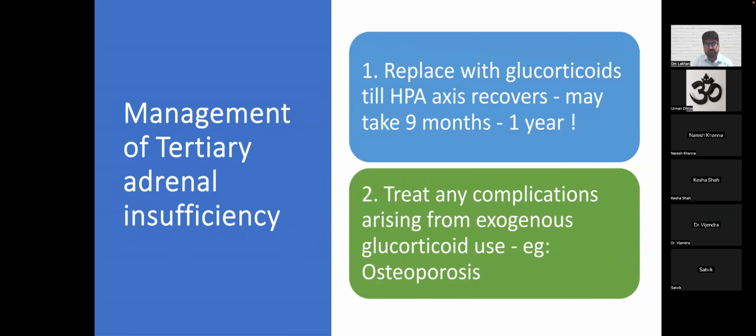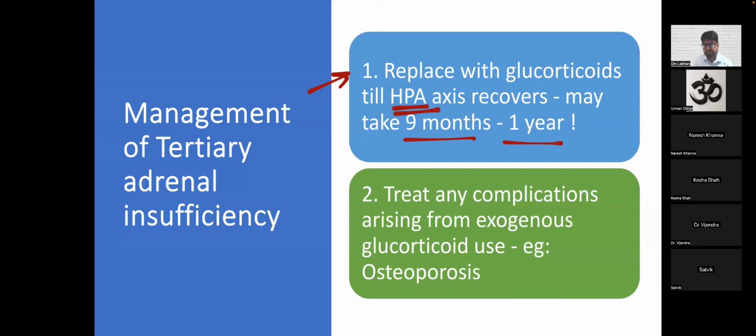Now, how do you manage a patient with tertiary adrenal insufficiency? We obviously need to give a low dose of glucocorticoids. You need to give glucocorticoids till the HPA axis completely recovers. And this recovery of the HPA axis may take a long period of time. Sometimes it may take months to years, right? So sometimes anywhere between 9 months to 1 year, sometimes even longer. It depends on what steroid the patient was taking, how the patient was given the steroid, what dose, what route. All these things are very important, and all these things would impact the HPA axis.